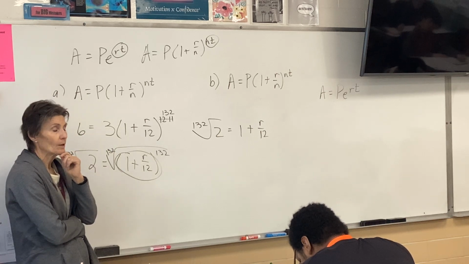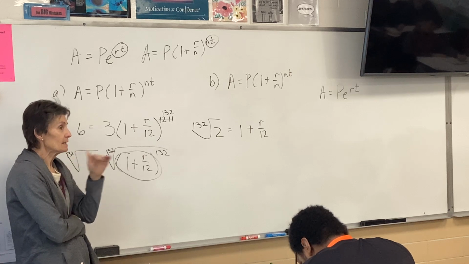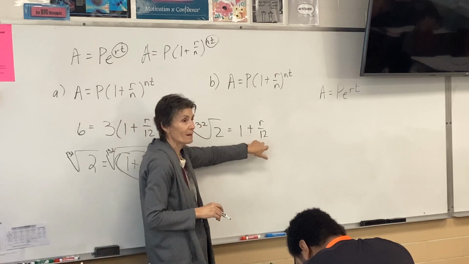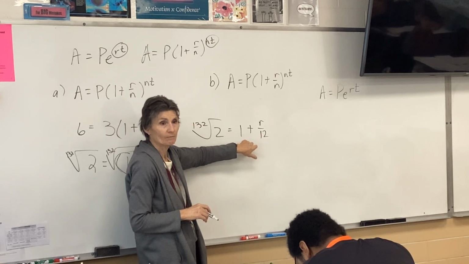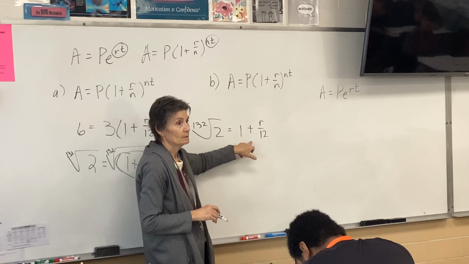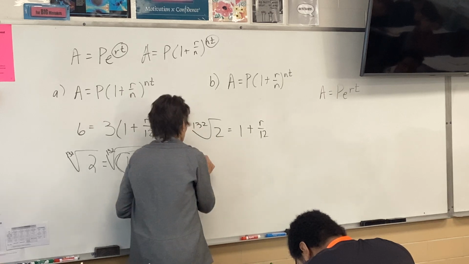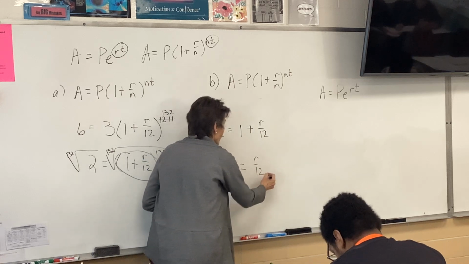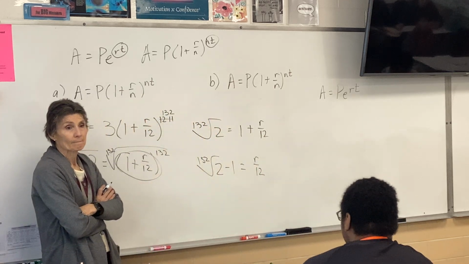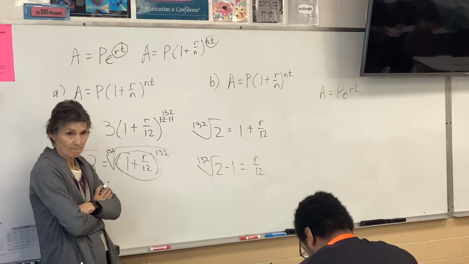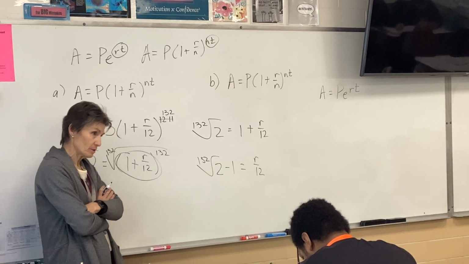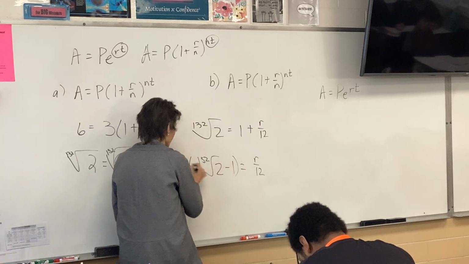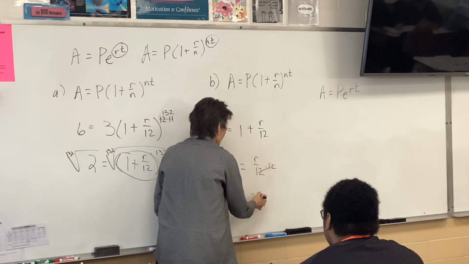Correct? Yep. Okay. Now, forget the numbers, we're going to go to the calculator in a minute. If I said to you, get R by itself, what would you do here? Subtract 1. So you're going to take your 132nd root of 2 and subtract 1, and that's going to give you R over 12. Would you agree with that? Then what would you have to do? Multiply by 12. And that will be your R value.